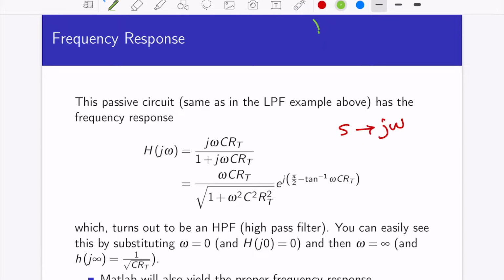Let me show you real quick though what this is going to look like. If we have J omega going here and the magnitude of H here, what we know is that at 0, it's 0. At infinity, it goes towards some constant. So it's going to look something like that. Okay, it's rough. It might actually look like this, but the basic idea is that as we go toward infinity, it's approaching a constant.